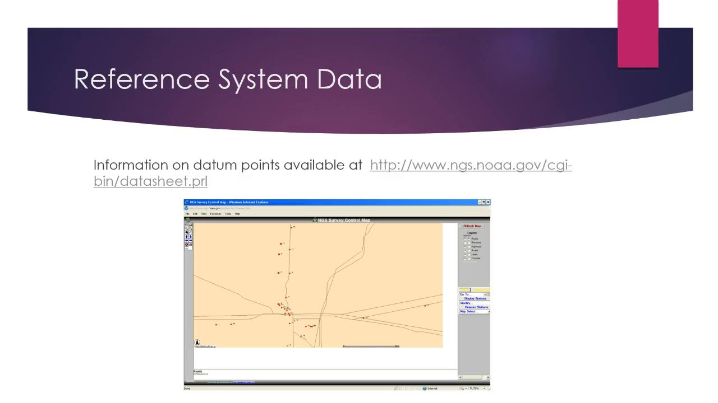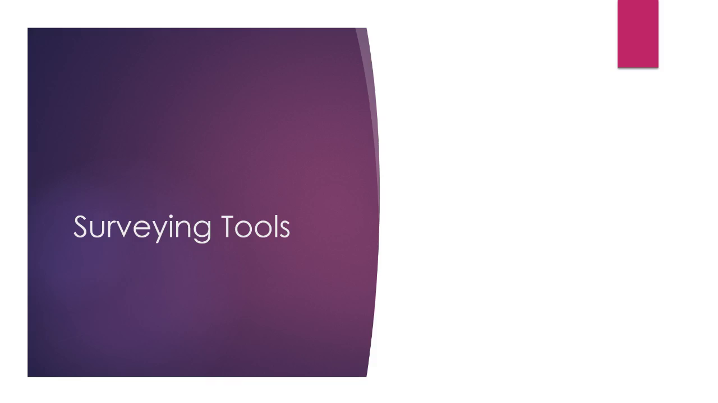And here's another example of a website you can go to take a look at all those different data points and be able to go out and find those. Here's an example of the NGS survey control map, and you can go out and take a look at that website and check it out yourself. So that's all I have for this one. Up next will be surveying tools.